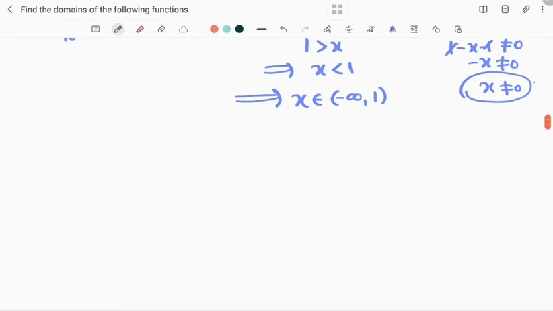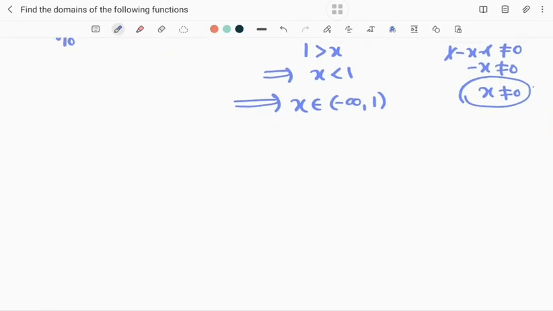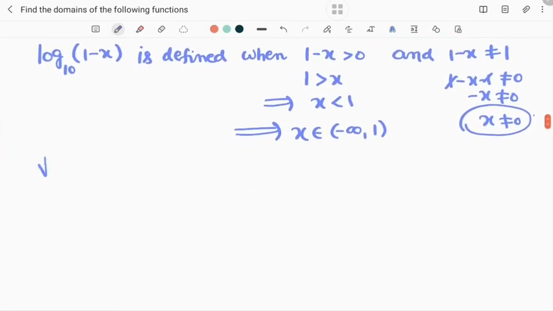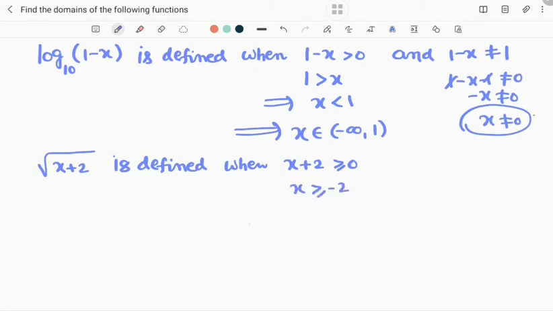So in the real number line, one more term is there now, the second one, root x plus 2. Root x plus 2 is defined when x plus 2 is greater than or equal to 0. So x plus 2 greater than or equal to 0, x is greater than or equal to minus 2. So when x is greater than or equal to minus 2, x belongs to closed minus 2 to infinity.